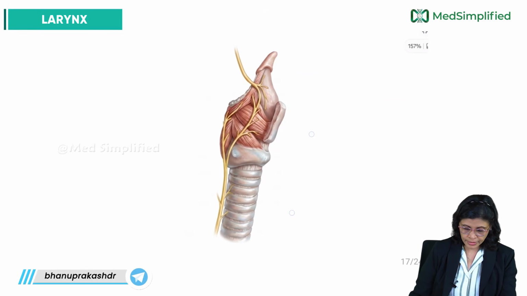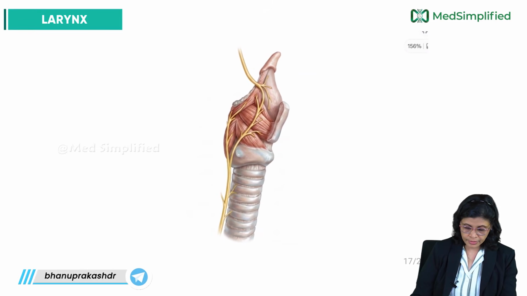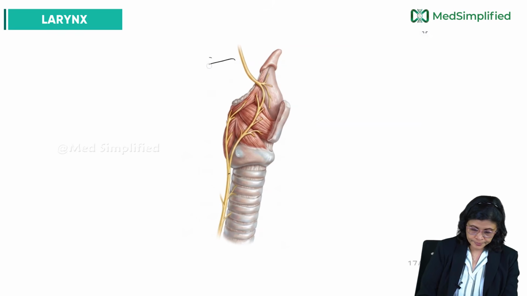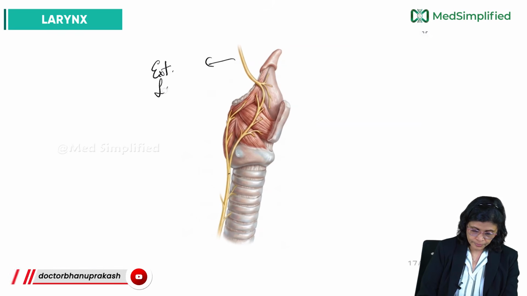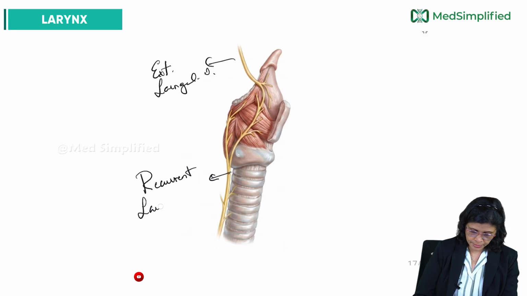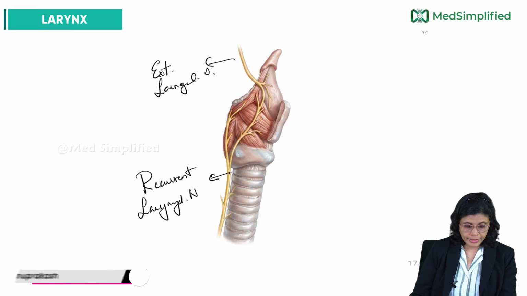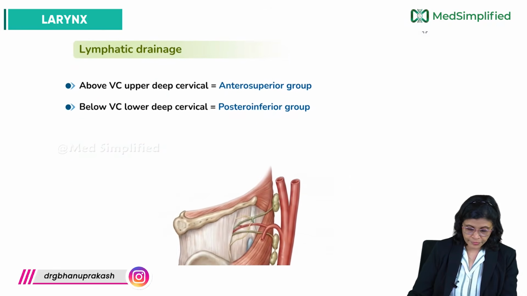So here you can see the supply by the external laryngeal and the recurrent laryngeal. Here we have, as well as we have the recurrent laryngeal nerve supplying the muscles. Right. So next we move on to the lymphatic drainage.